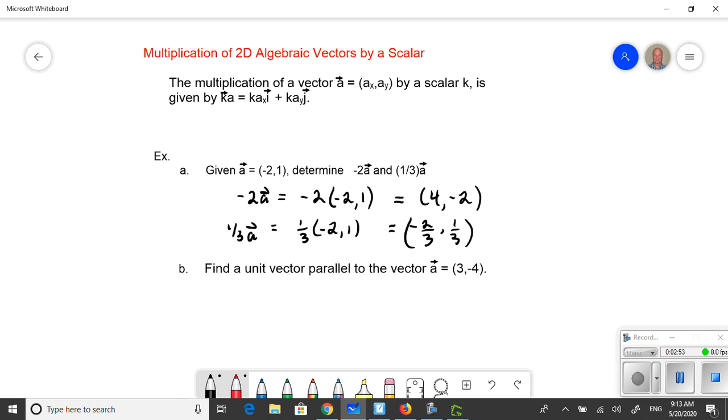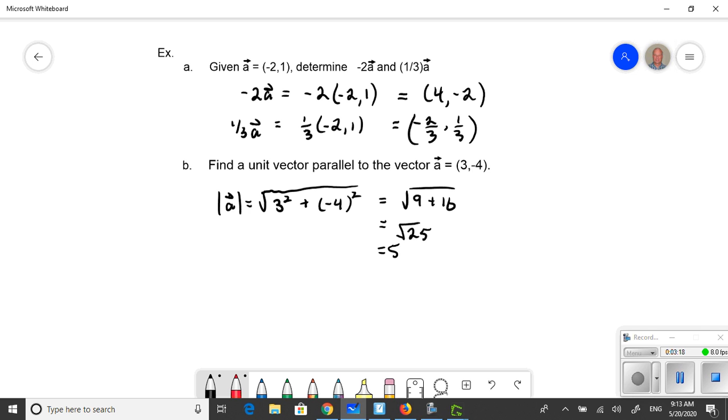Find a unit vector parallel to the vector 3, negative 4. So our unit vector involves finding the magnitude first. That's going to be 9 and 16. We know that to be 25, or 5. So my vector has a length of 5. So if I divide this vector by a factor of 1 over, I'm just going to call this unit vector.